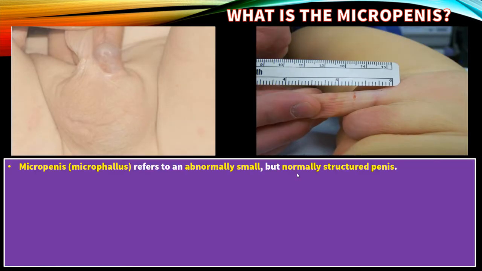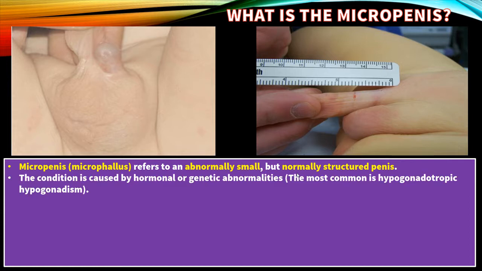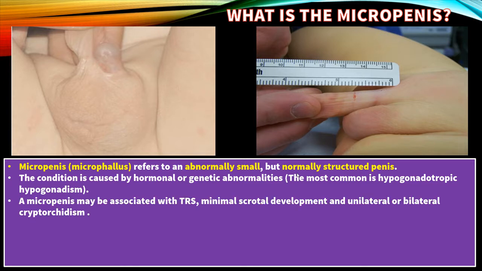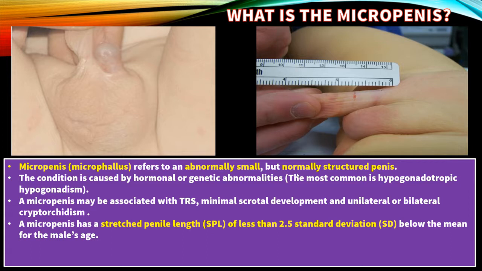What is the micropenis? Micropenis, also called microphallus, refers to an abnormally small but normally structured penis. The condition is caused by hormonal or genetic abnormalities. The most common is hypogonadotropic hypogonadism. A micropenis may be associated with testicular regression syndrome, minimal scrotal development, and unilateral or bilateral cryptorchidism.